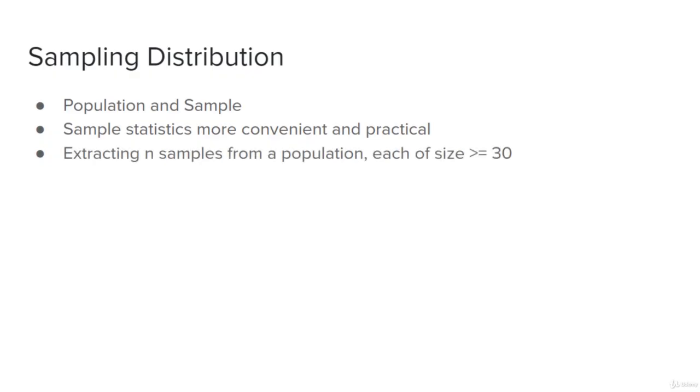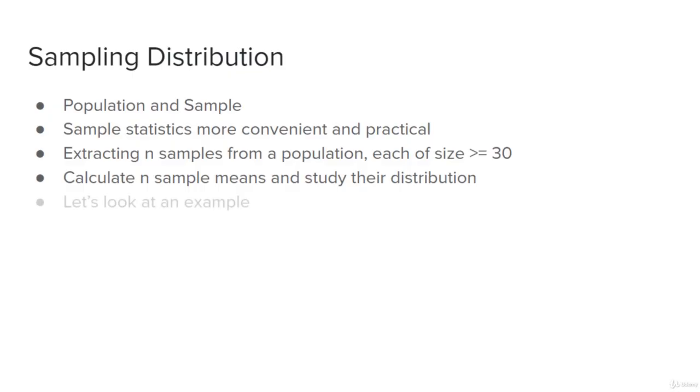So whenever we extract data from the population and plot the normal distribution of the data, what we do is we select n samples. N is a certain number which we will discuss later on, and we extract n samples from a population, and the size of each sample should be at least 30 or greater than 30. We then calculate these n sample means, plot their distribution, and study the distribution.